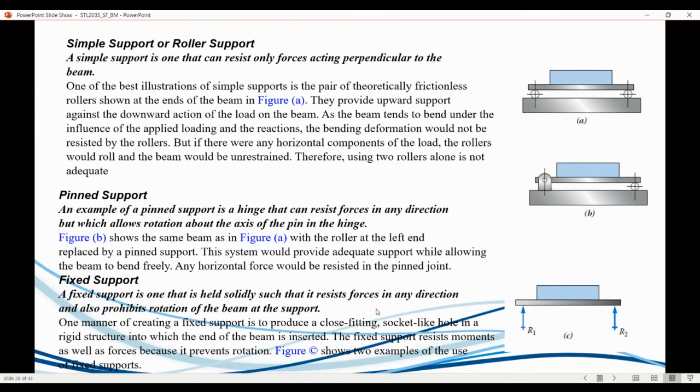You've also got a fixed support, right? A fixed support is one that's held solidly, it's fixed, which resists force in any direction and also prohibits rotation of the beam. So of course, a simple or roller support has only a vertical reaction, whereas a fixed support has both a vertical and a horizontal. I'm sure you guys have got some experience of that. So that is what these different supports are.